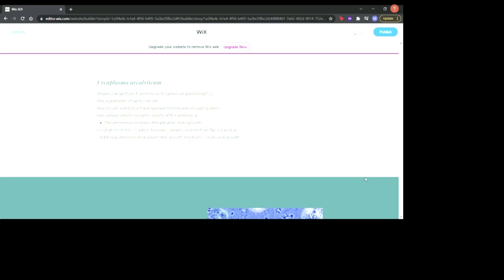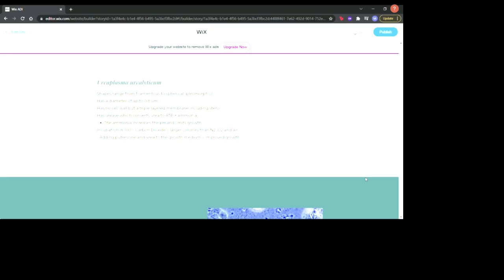So the shapes range from filamentous to spherical, so it's pleomorphic. It has a diameter of up to 0.8 micrometers. It has no cell wall but a triple layered membrane including sterol. It has urease, which converts urea to ATP plus ammonia. The ammonia increases pH and limits growth.